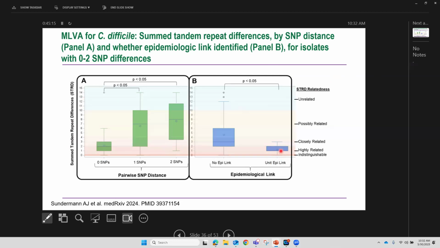So the bottom line here is, you can use in silico MLVA to blow apart clusters of 0 to 1 SNPs of C. diff. And so, for example, if we have an outbreak that has 0 SNPs, but the STRD is, say, 7, we know we're not going to find a transmission route. They're not that closely related. So that is something else that we are now incorporating into our algorithm. So bottom line, MLVA provides more discriminatory power than SNPs alone.